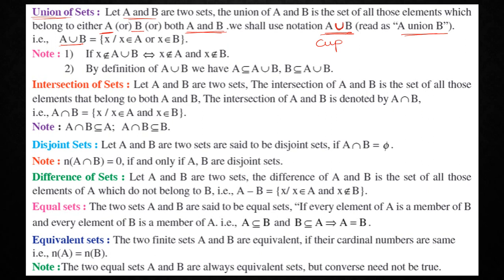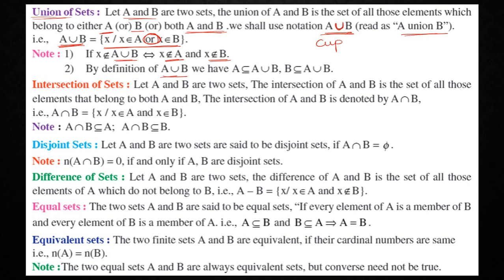If you want to represent A union B in set builder form, it is nothing but x such that x belongs to A or x belongs to B. So here the word 'or' you need to remember, right? For union, 'or' is the representation. If x does not belong to A union B, that means x does not belong to A and x does not belong to B, right?